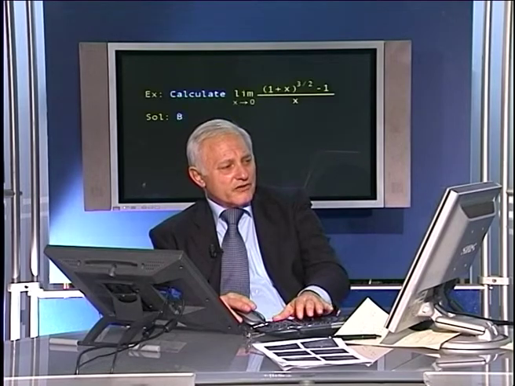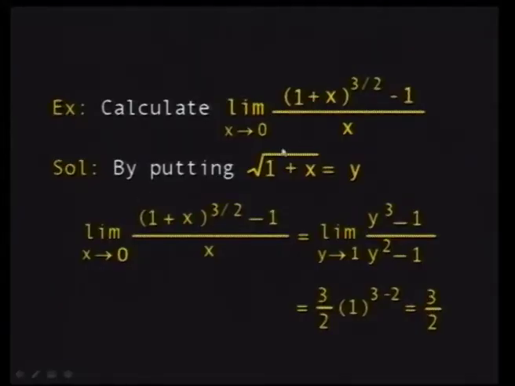You use it to obtain limits of many functions. For example, here you have a limit of this sort. You want to obtain the limit. What you do, you can actually do a kind of substitution. This is the easiest way of doing it. You take the square root of 1 plus x equal to y. So this becomes y cubed, and the numerator becomes y cubed minus 1. And for x, from here 1 plus x is equal to y squared, so x is equal to y squared minus 1.